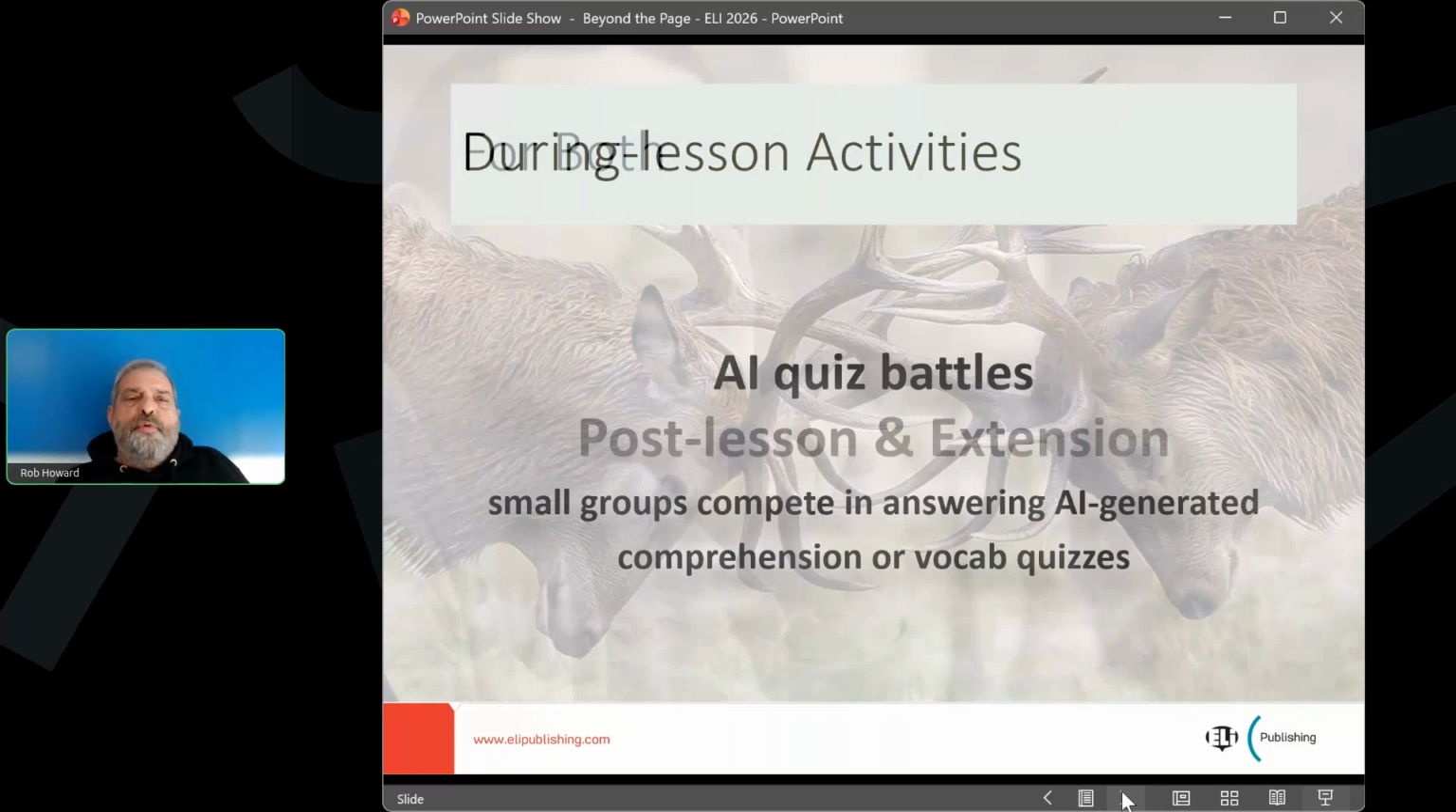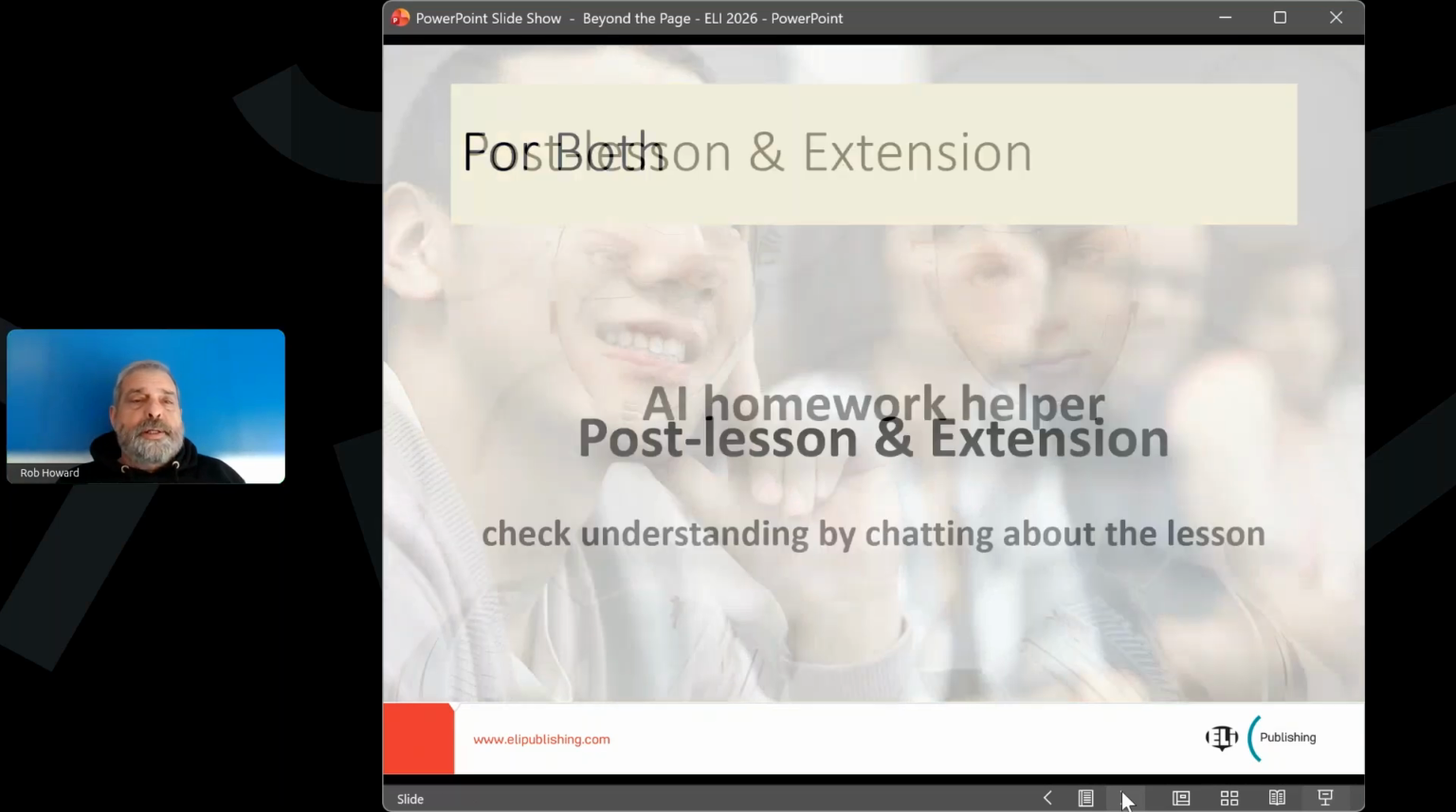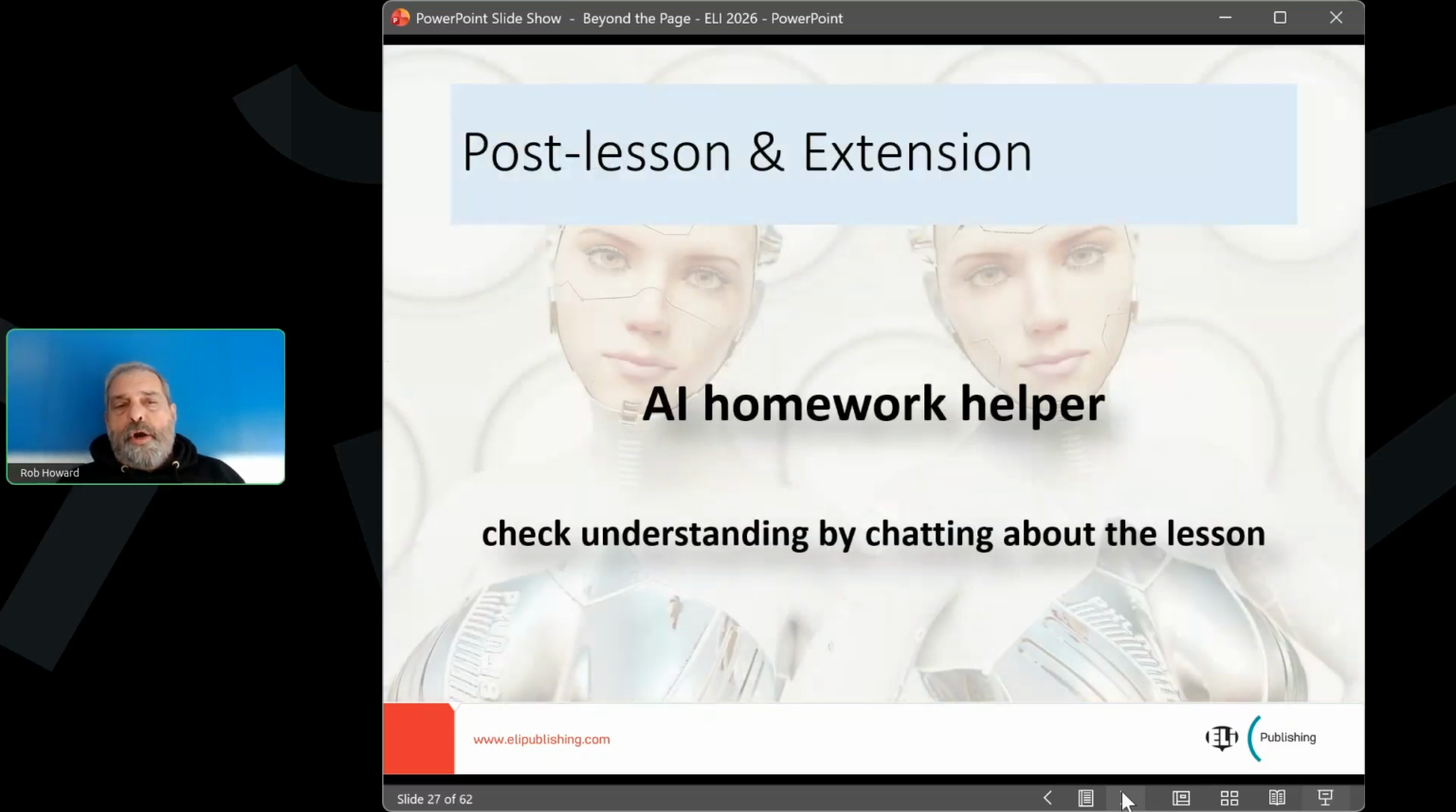Now, let's move on to post lesson. And these are things that you can do for both you and your students. AI as a homework helper. Again, if they want to go to an AI chatbot or use something similar to what my stepdaughter did with Khan Academy, make sure that they understood the lesson and they can use AI to help them with their homework.